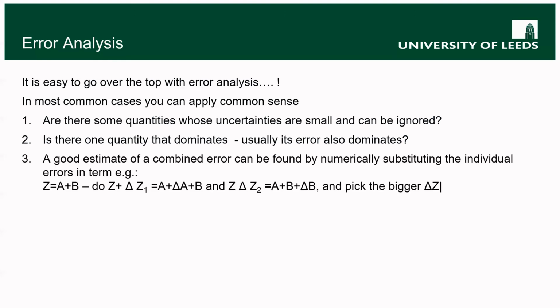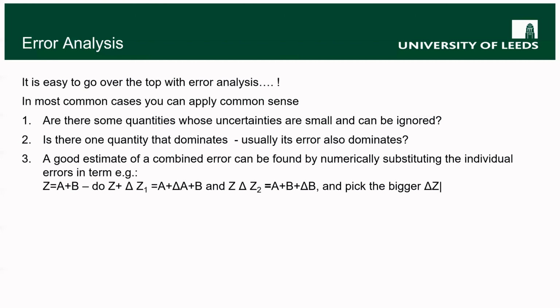A good way to get a combined error calculation is to simply do it numerically. You can do it by substituting the uncertainty in each quantity into your equation. So for example, if you have an equation z equals a plus b, and you want to know what the delta z you should use is, you can say, well, let's do a plus delta a plus b, and let's do a plus b plus delta b, and then pick whichever one gives you the biggest difference from just a plus b. So whichever of the delta a or the delta b is giving you the bigger answer.